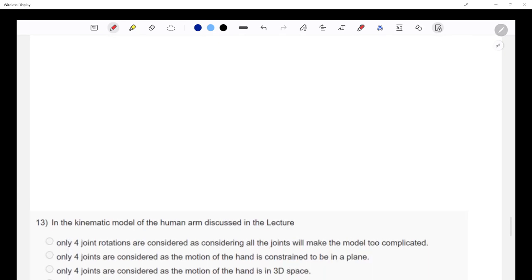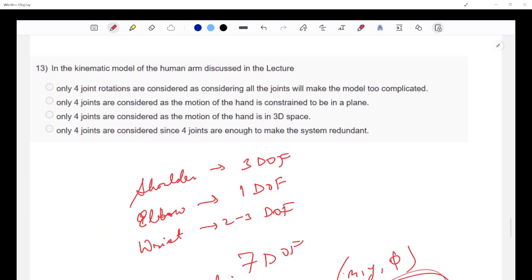So the first option is only 4 joint rotations are considered, as considering all the joints will make the model too complicated. True, because motion is restricted to 2D. So fewer joints are needed. 4 joints give sufficient control and redundancy. So this is correct. Sorry, I think the planar one, yes, this is correct.